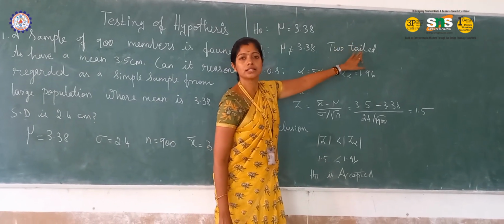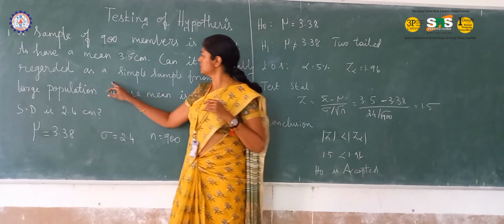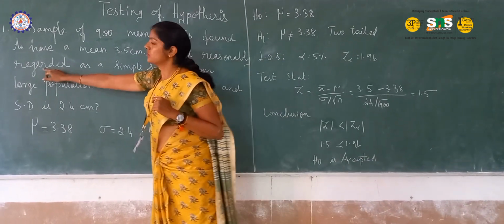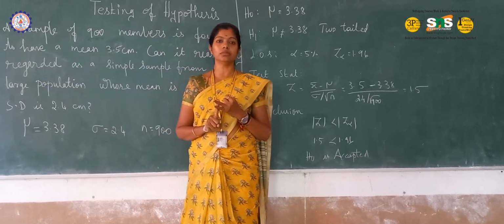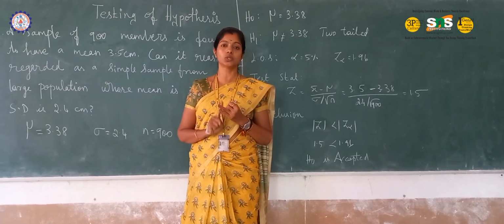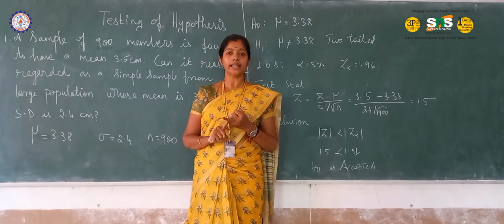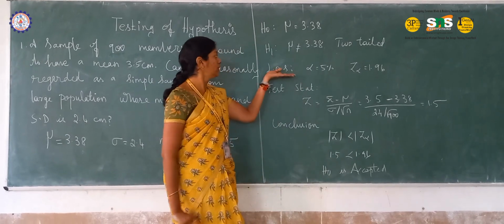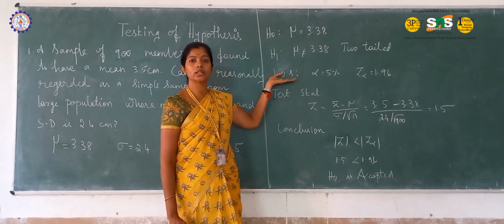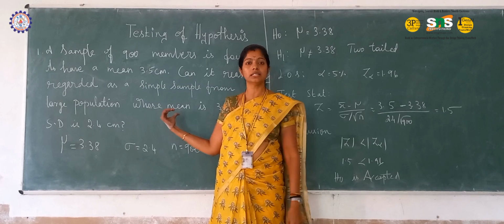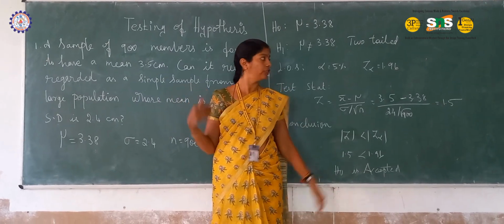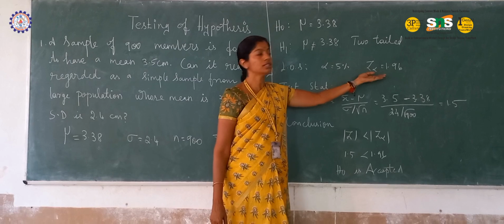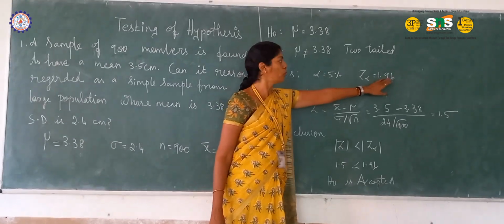Why I am saying this is two-tailed: in this question we have the word regarding. So if we have regarding, equal, we have to understand that as two-tailed. If we have less than or greater than, we have to understand that as a single tail. Then we have to fix what is our LOS. This problem doesn't give the LOS, so we take the default value, alpha is 5%. So the table value for 5% is 1.96.